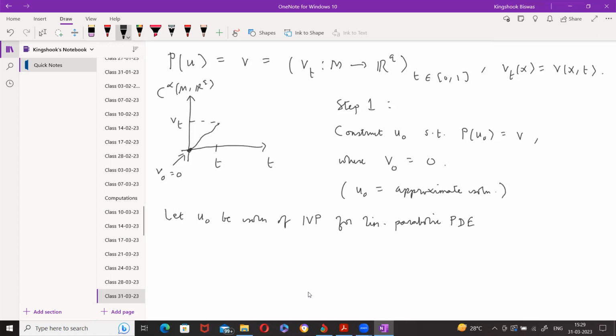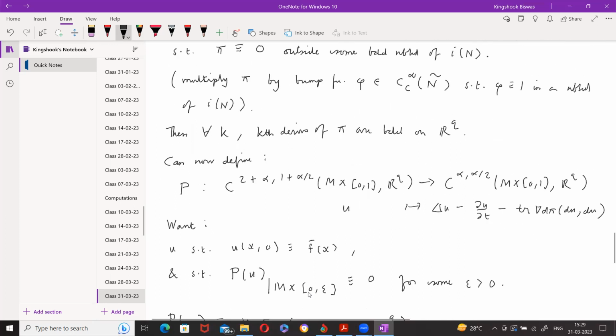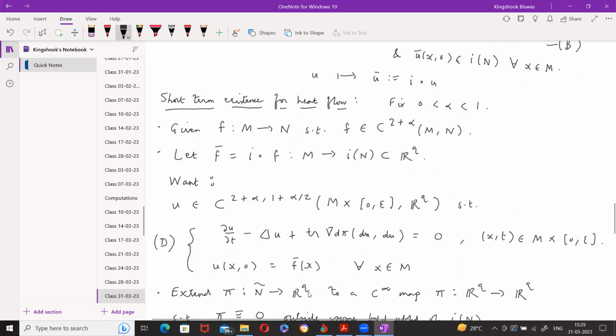Well, what is the linear parabolic PDE that we need to look at? The PDE that we're looking at is this: del U del T minus Laplacian U plus trace of nabla d pi du equal to 0. The nonlinear term is only this last term, trace of nabla d pi du. It's nonlinear because there's du occurring twice, right?